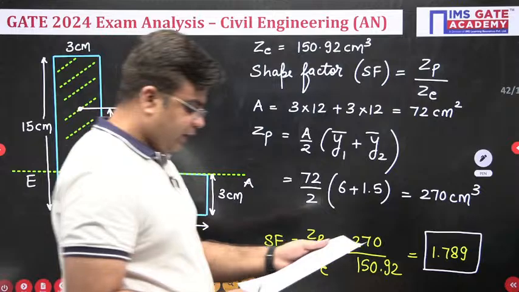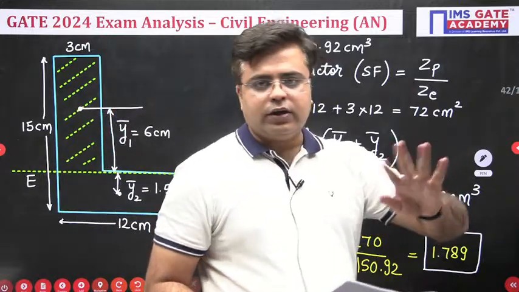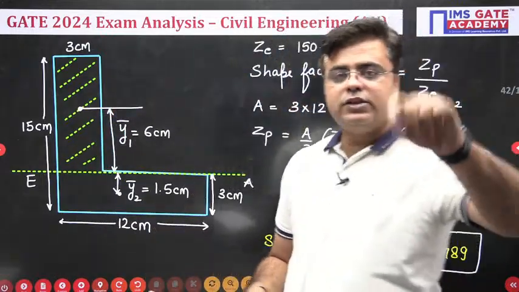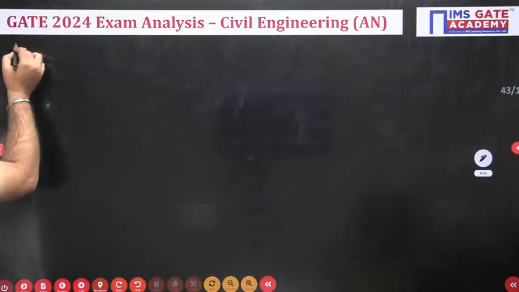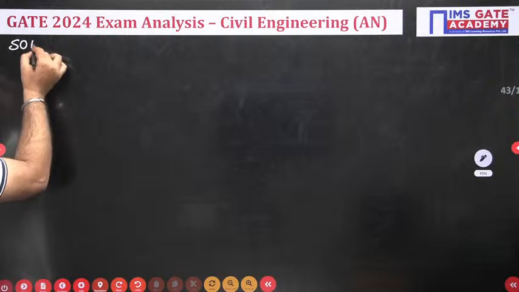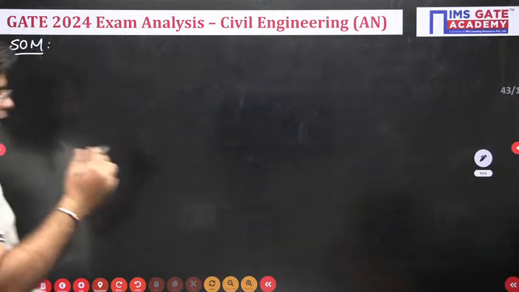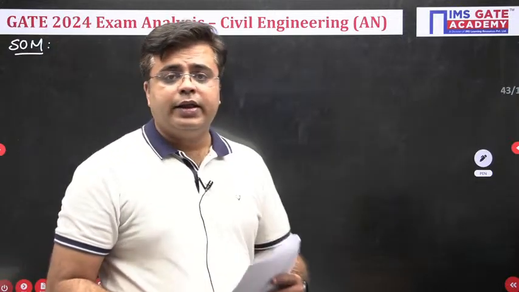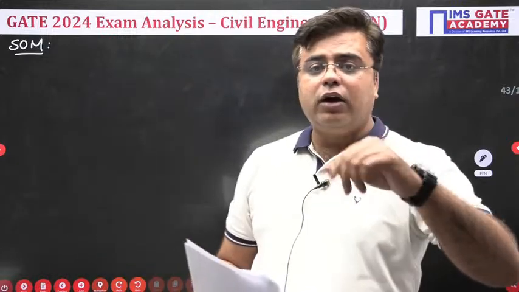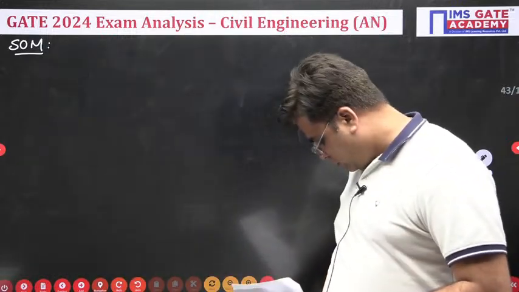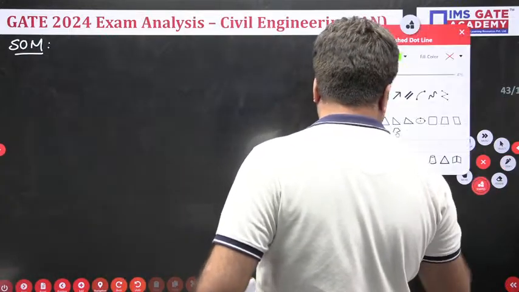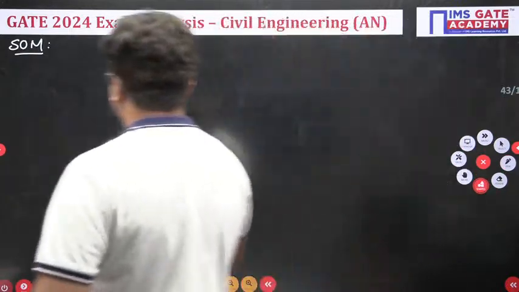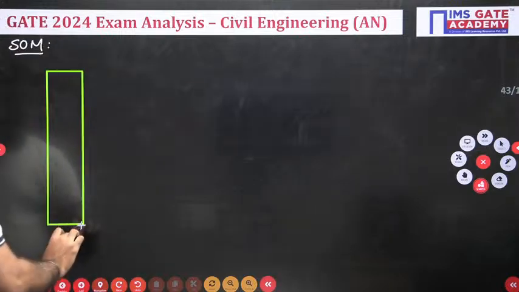Chalo, moving on to the next question. In the next question, a column is given to you, and this column is fixed at both the ends. So this is a question from Som. Now you see how practically they are creating the question. They have fixed the column, and now they are increasing the temperature, okay. So they have a column like this which is fixed at both the ends.